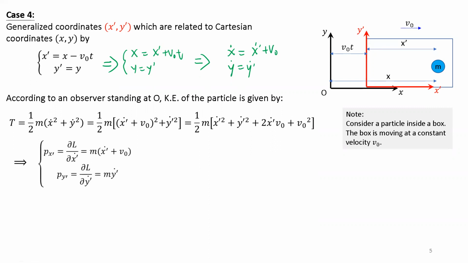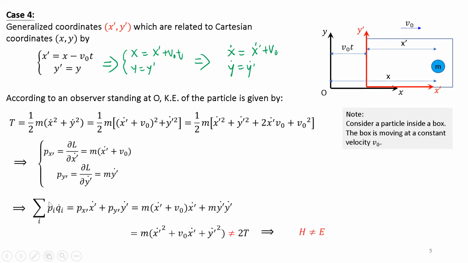This time I'm always following the same definition for the generalized momenta, p_x prime and p_y prime. Now let's look at the sum, the sum of p q dot. Carefully look at the calculations here. This time, you see that this is not 2 times this.